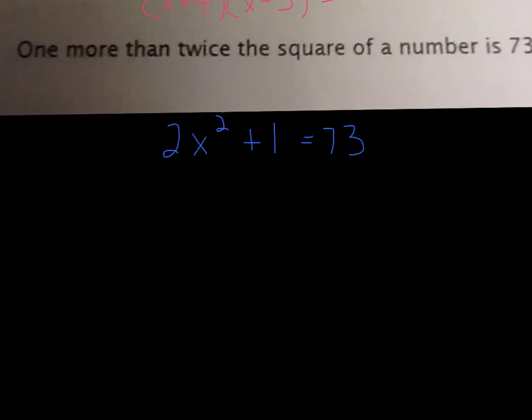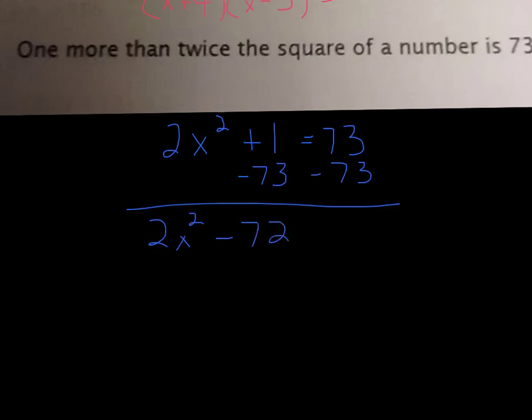Okay, so now we've got to set it equal to 0, right? So let's move our 73 over. Okay, and you have 2x squared minus 72 equals 0. Okay, well, what do we do? The first thing we check for, do we have a common factor? We do. So let's factor out our 2. So we're left with x squared minus 36 equals 0.